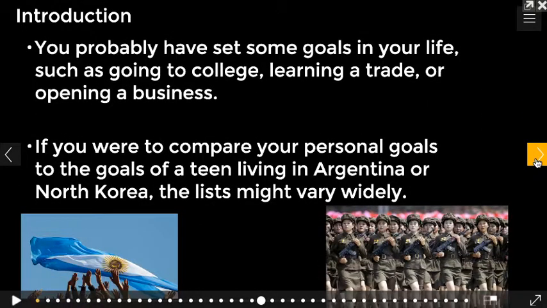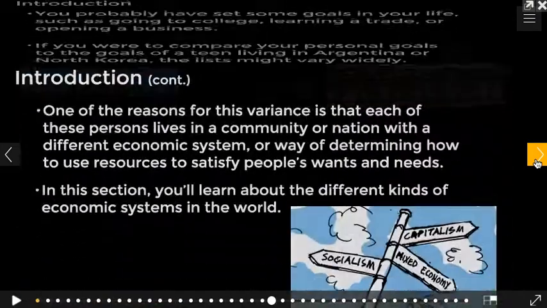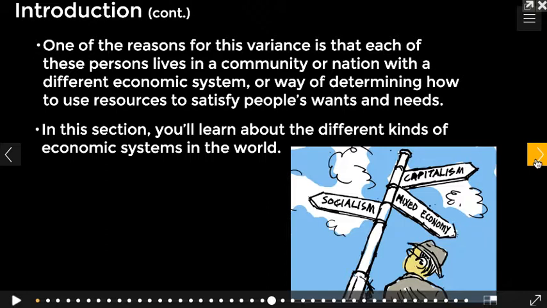You probably set some goals in your life, such as going to college, learning a trade, or opening a business. If you were to compare your personal goals to the goals of a teen living in Argentina or North Korea, the list might vary widely. One of the reasons for this variance is that each of these persons lives in a community or nation with a different economic system, or a way of determining how to use the resources to satisfy people's wants and needs. In this section, you'll learn about the different kinds of economic systems in the world.